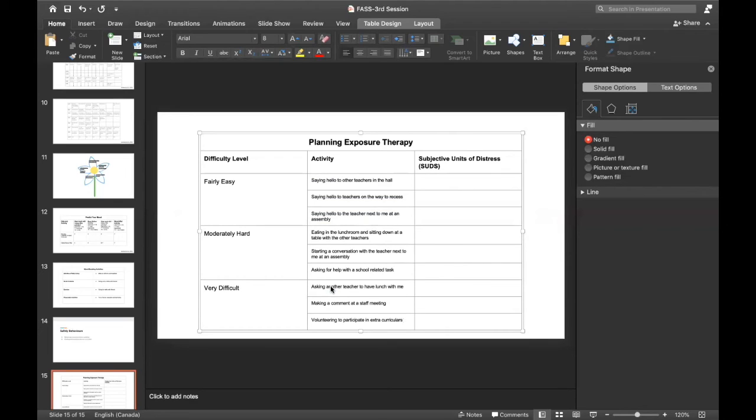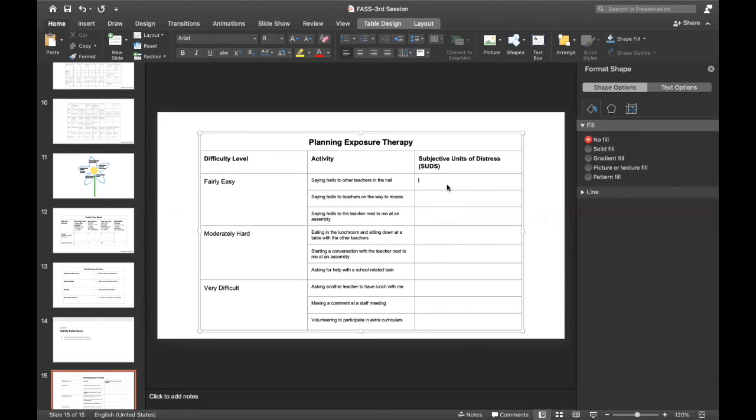Okay, next we can rate these situations using subjective units of distress. Subjective units of distress will help us to keep track of your anxiety levels, and you can rate them from 0 to 100. 100 is the most anxious you've ever been, and 0 is not anxious at all. Would you like to try these with the situations you've listed? Sure.